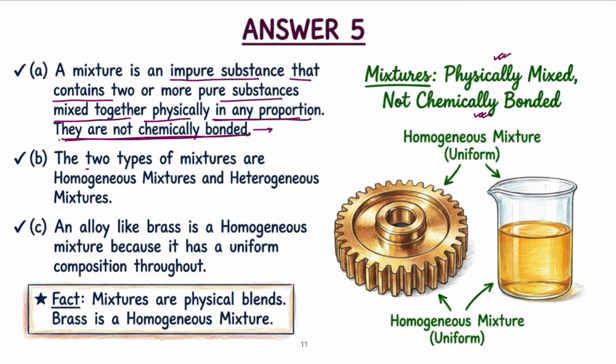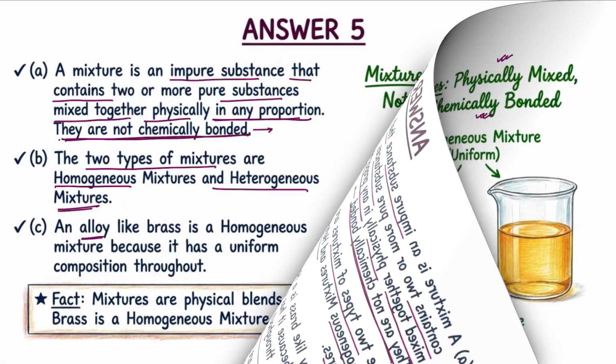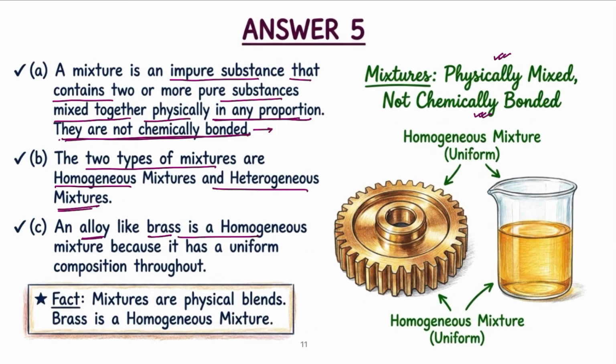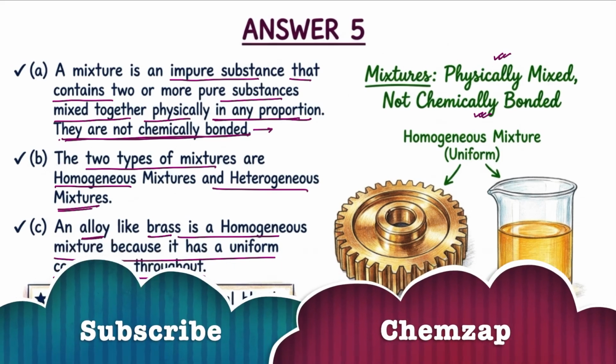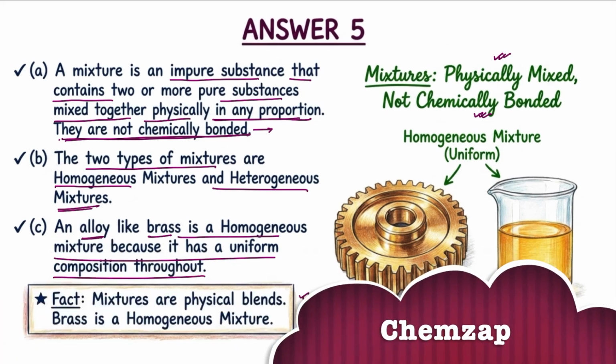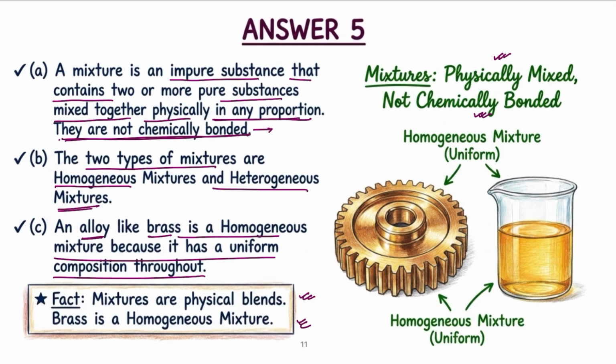Now, how many types of mixture do we have? There are two types of mixture, homogeneous mixture and heterogeneous mixture. Homogeneous mixtures have uniform composition, while heterogeneous mixtures have non-uniform composition. From the question, an alloy like brass is a homogeneous mixture because it has uniform composition. So the conclusion is that mixtures are physically mixed, and brass is a homogeneous mixture.